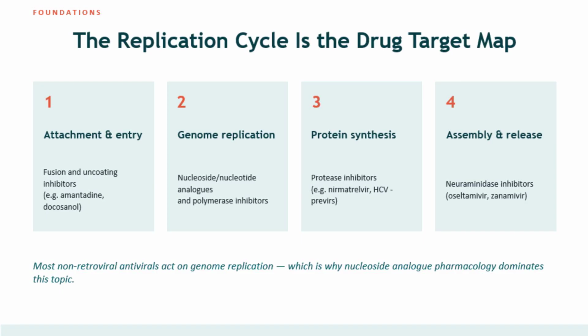Entry and uncoating, that's amantadine and docosahexaene. Genome replication, that's the enormous nucleoside analog family. Protein processing, that's the protease inhibitors, and if the name ends in privar or you're thinking of nirmatrelvir, that's where it acts. Assembly and release, that's oseltamivir. Here's the punchline at the bottom: most non-retroviral antivirals hit genome replication. So if you master nucleoside analog pharmacology, you've mastered most of this topic.